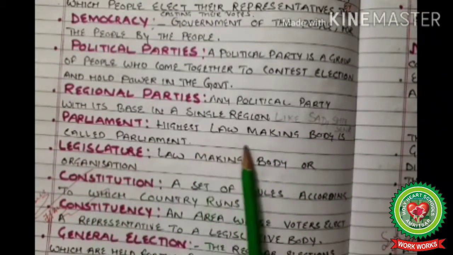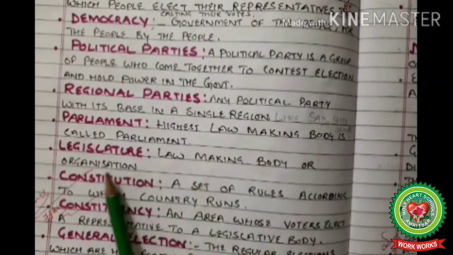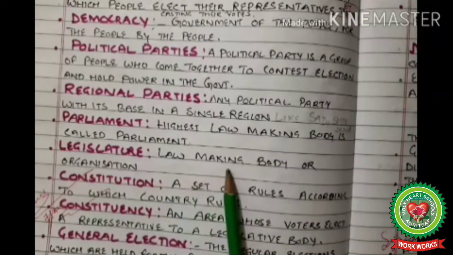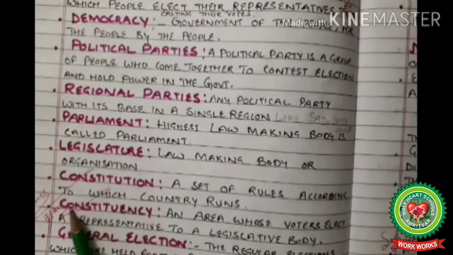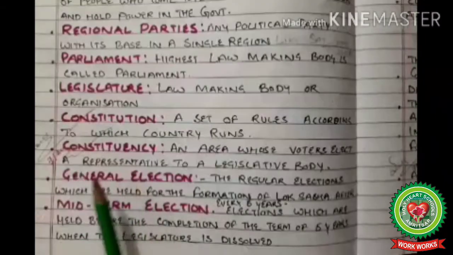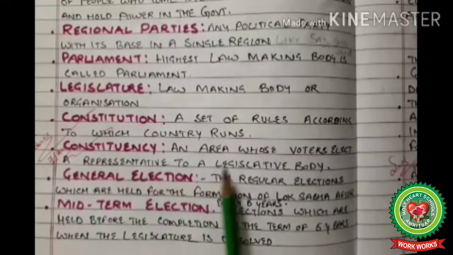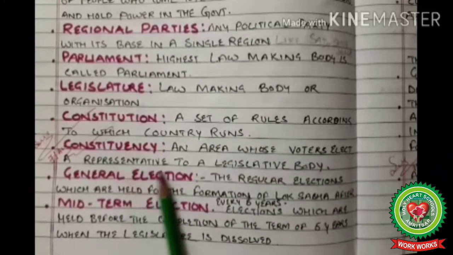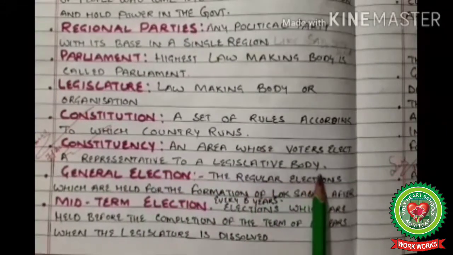Parliament. The highest law-making body is called Parliament. Legislature. Law-making body or organization. Constitution. A set of rules according to which a country runs. Constituency. An area whose voters elect a representative to a legislative body.